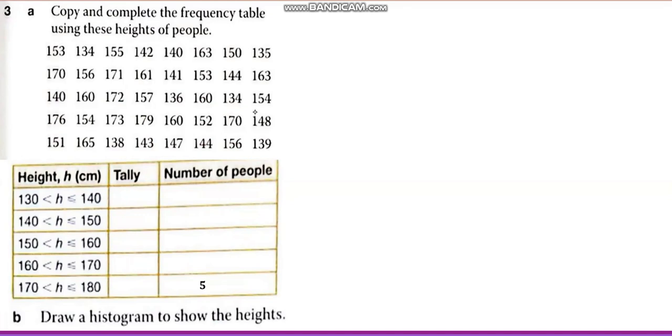So we have to first fill the table, meaning we have to write the frequency of the people in these intervals, and then we will draw the tally marks as well as the histogram. So first of all, we have to count the number of people.